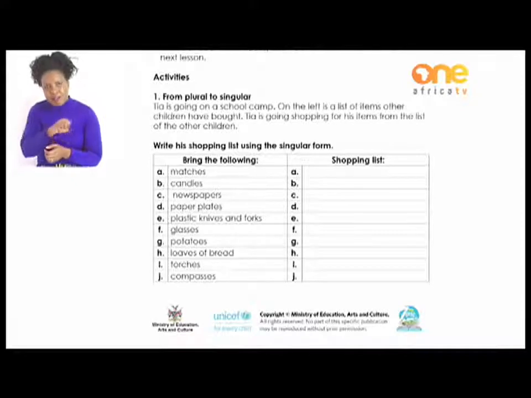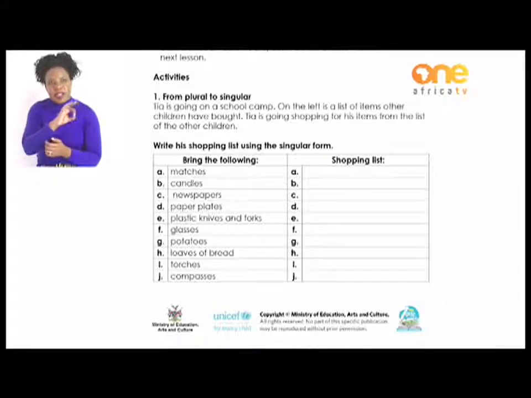The first one there, A, matches. That's what the other children have bought. Tia will buy a match. B, candles, and Tia will buy a candle. So the rest of the activities you can do on your own.